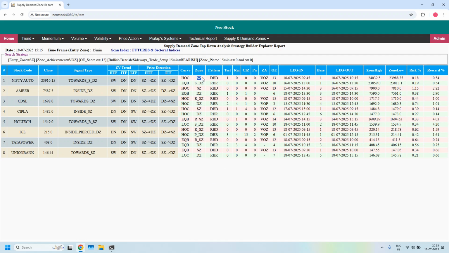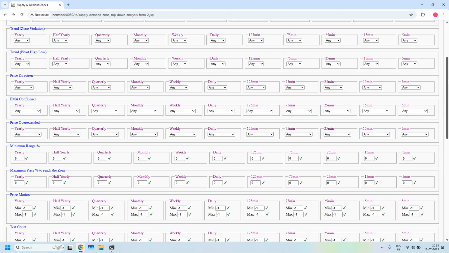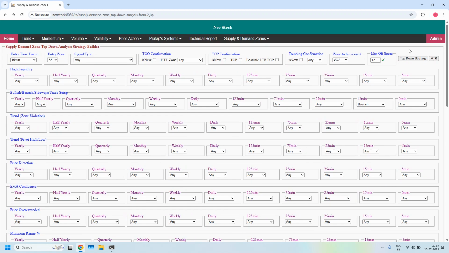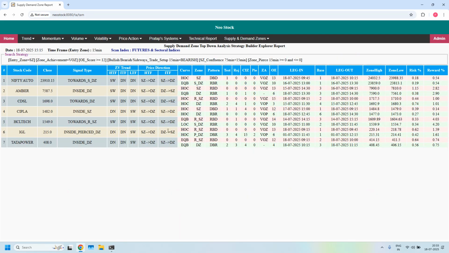Entry time frame zones are 15 minute supply zones in all the stocks. So in total we got 8 stocks. Out of these 8, how many have more high probability trade setup supported zones? Let us apply the zone confluence and EMA confluence strategies you learned in lesson 27. First filter is LTF, ITF supply zone confluence, that is 15 minutes and 75 minutes supply zone confluence. I am enabling the filter. After applying, out of 8, we got 7 stocks.